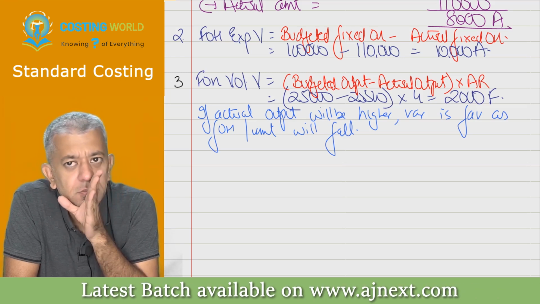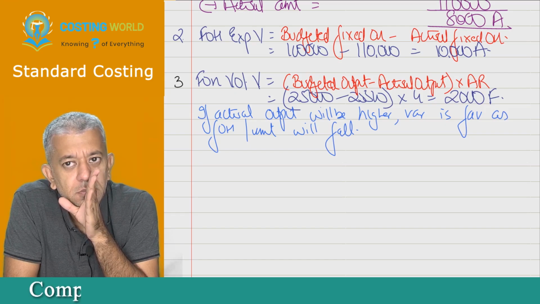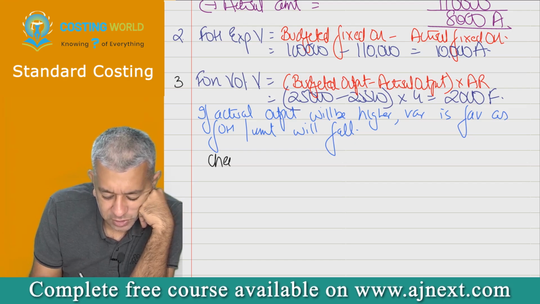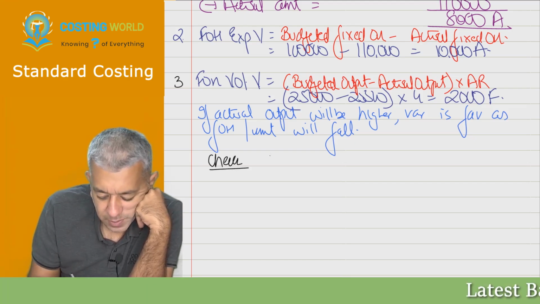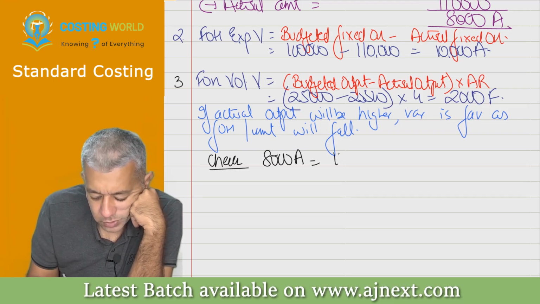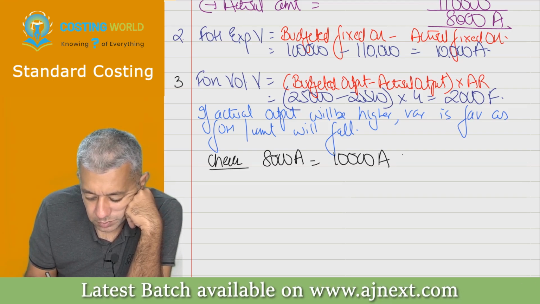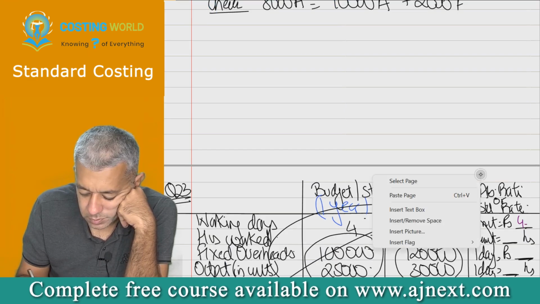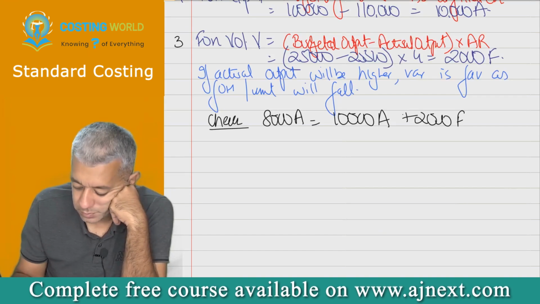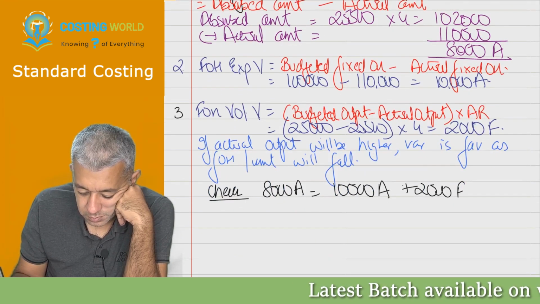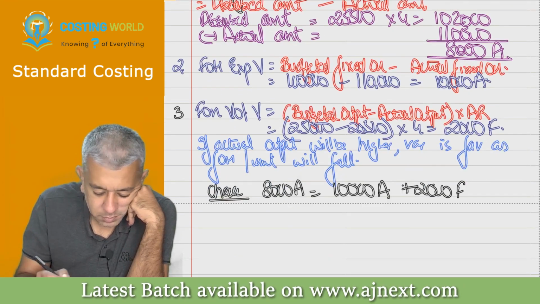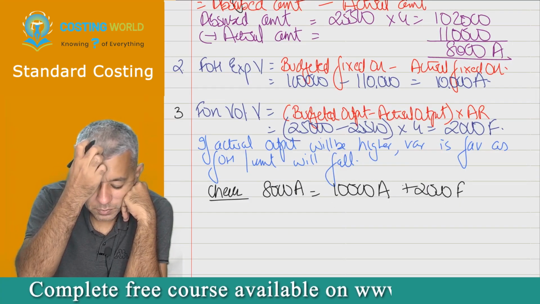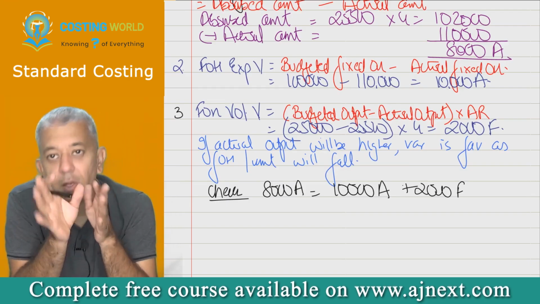Is this done? Yes. Okay, listen. You write on your first check over here. Obviously, first variance will tally with second plus third. 8,000 adverse is equal to 10,000 adverse plus 2,000 favorable. Now listen. Now next part.